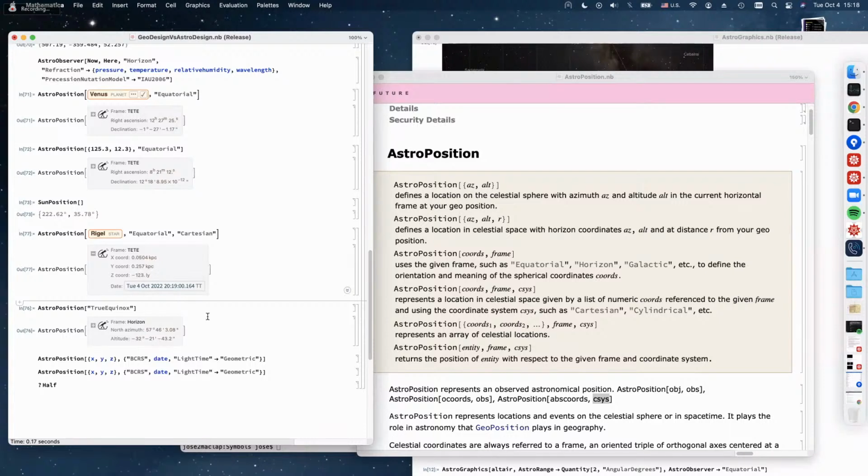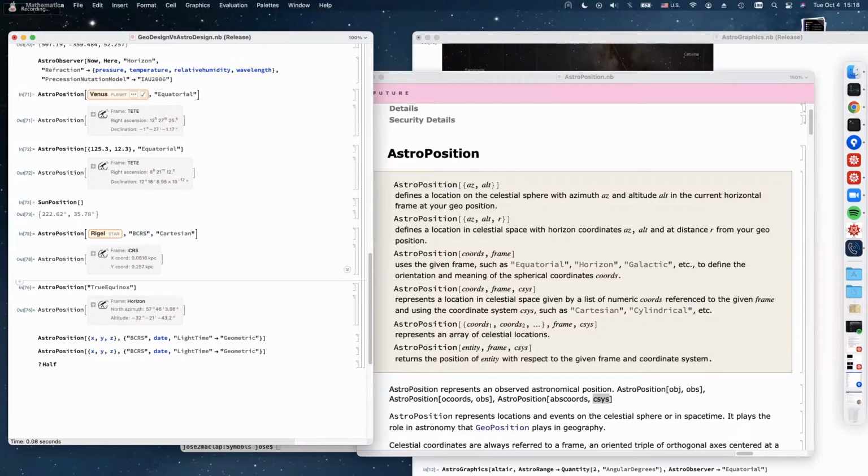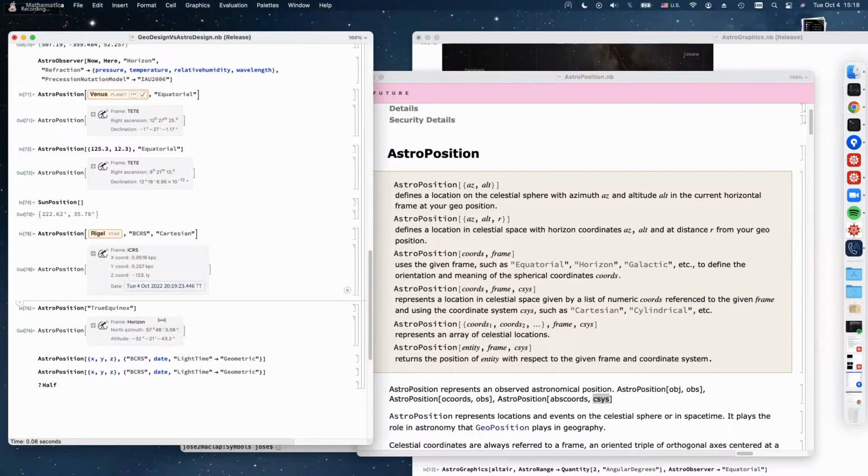That's friggin' weird. Relative to what? Relative to the center of the Earth? Equatorial coordinates, yes, the center of the Earth. So say BCRS there, or ICRS. So BCRS, this is now from the center of the solar system. Yeah, okay.